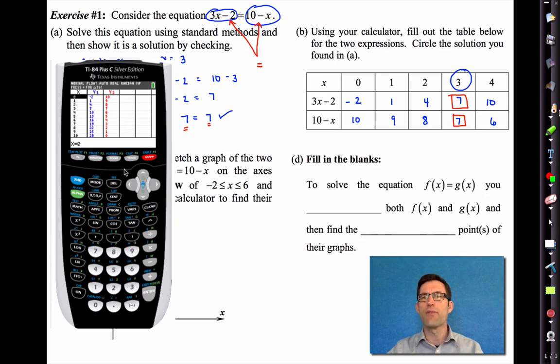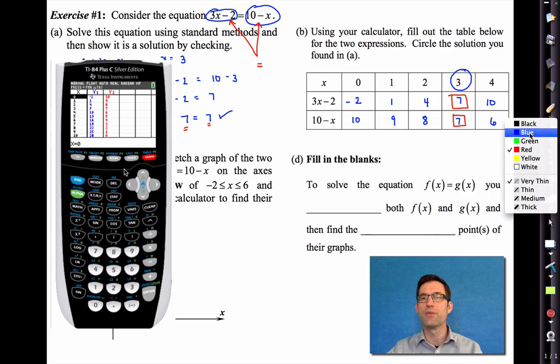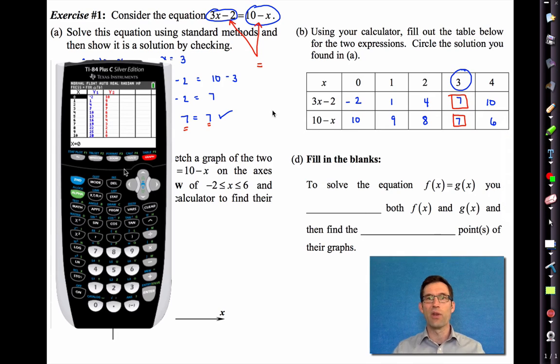So one way to solve an equation using the calculator, even though we don't have a graph in front of us, is to just put the two sides of the equation in as separate equations, scan a table, and see if there are any inputs that give us equal outputs.